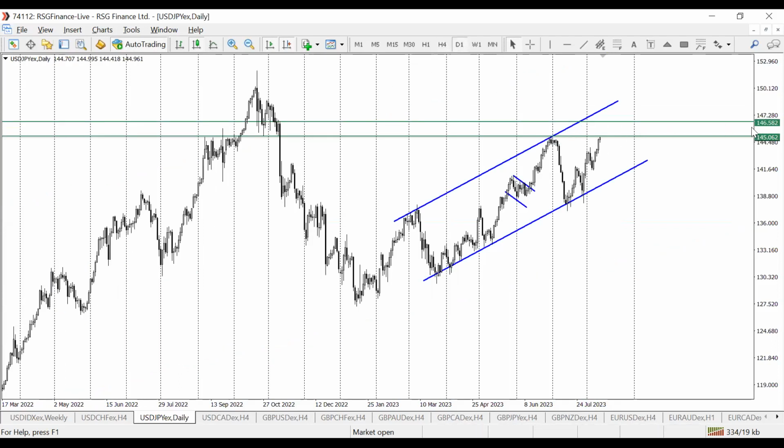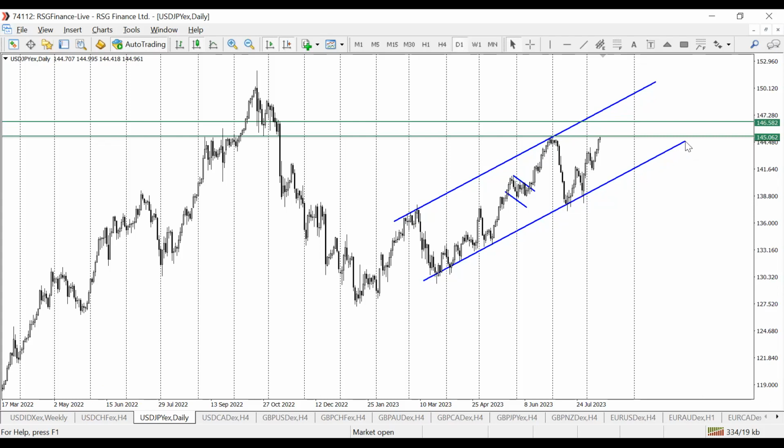So if price is able to take out the last high, then we're good to go to the next key level of 146.58. All right, so that's to take out the last high, and then after that, we will look to find the next level on USD JPY.